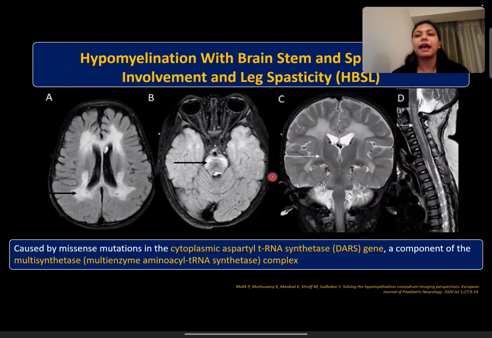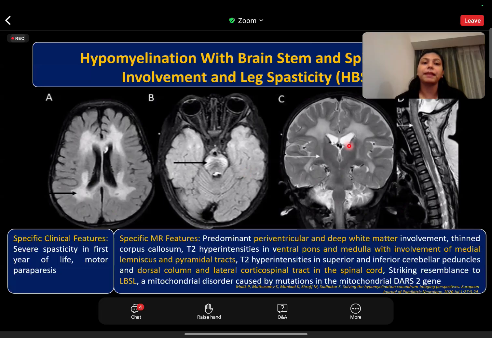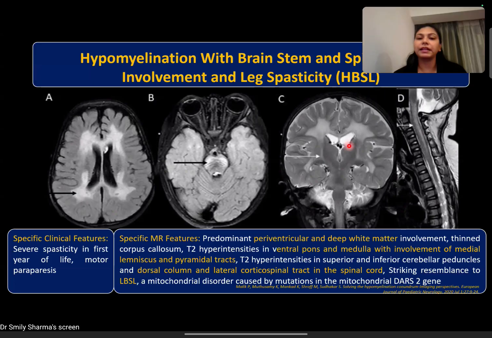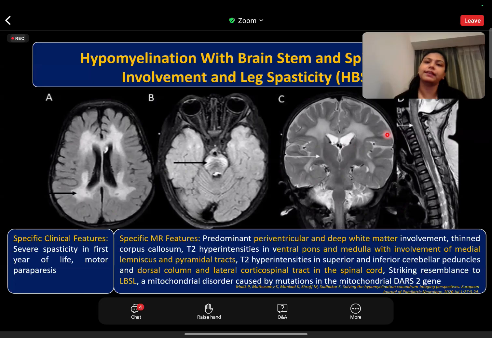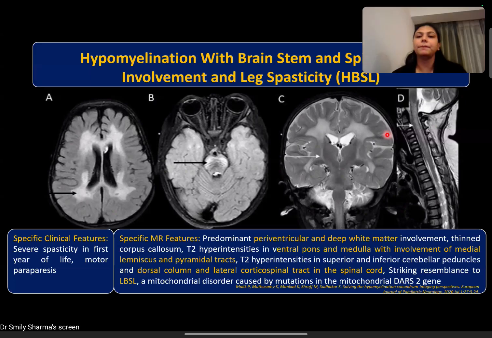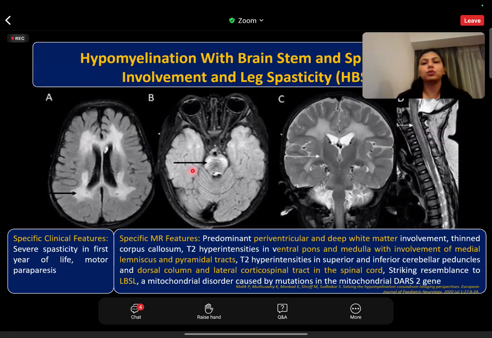So in this, we have hypomyelination, and again, similar to LBSL, we can have spinal cord involvement. In the brainstem there can be periventricular hyperintensities. Apart from that, the brainstem involvement is usually ventral in this case. So these are very rare diagnoses, just to complete the patterns, and at least you should know about them. That is why I'm covering them.